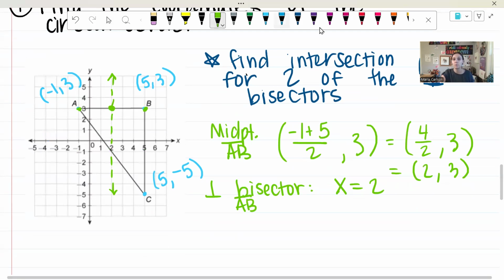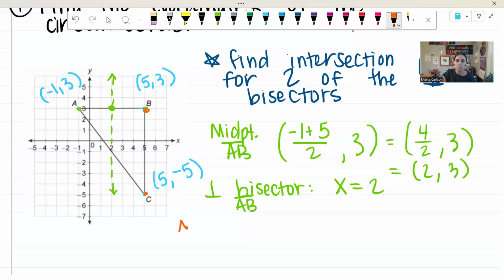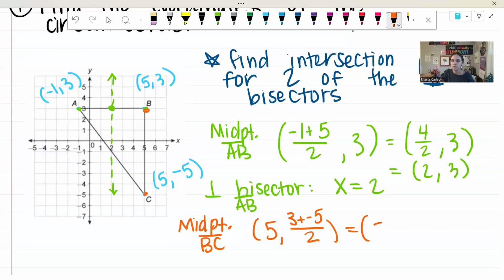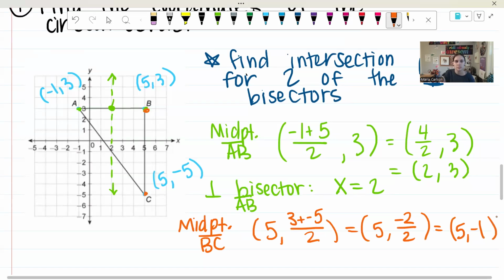Now let's do the same thing, but for BC. First I'll start by finding the midpoint of BC. This time, these two points, B and C, share the same X coordinate. So the midpoint is going to have the same X coordinate, but the difference now is between the Y's. So let's find the average. It's 3 and -5, which we're going to divide by 2. So 3 plus -5 is -2 over 2, which means this midpoint here is 5, -1. So let's plot that point right here.